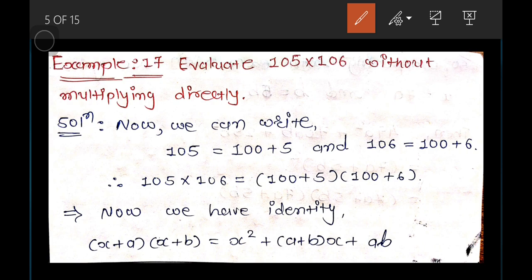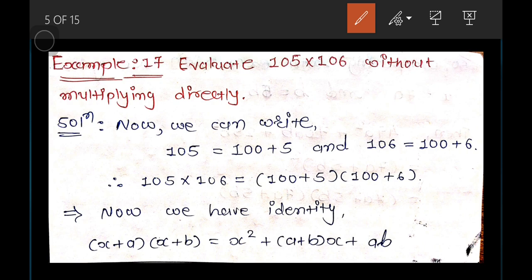In example number 17, evaluate 105 multiplied by 106 without multiplying directly. Here we cannot multiply 105 by 106. We have to use an identity. We have an identity that we use to find this product.